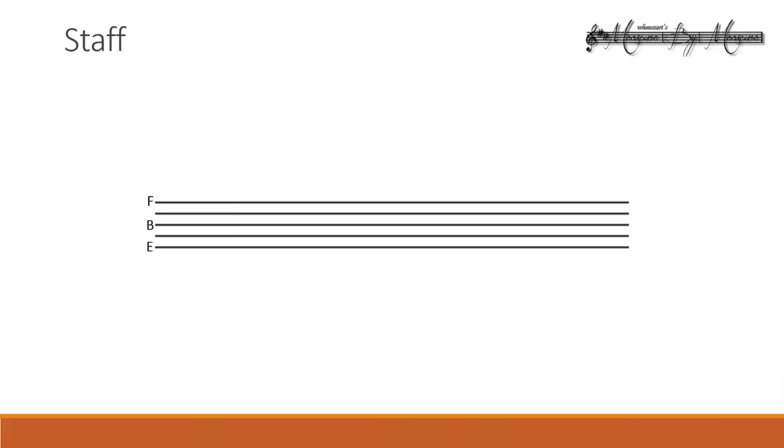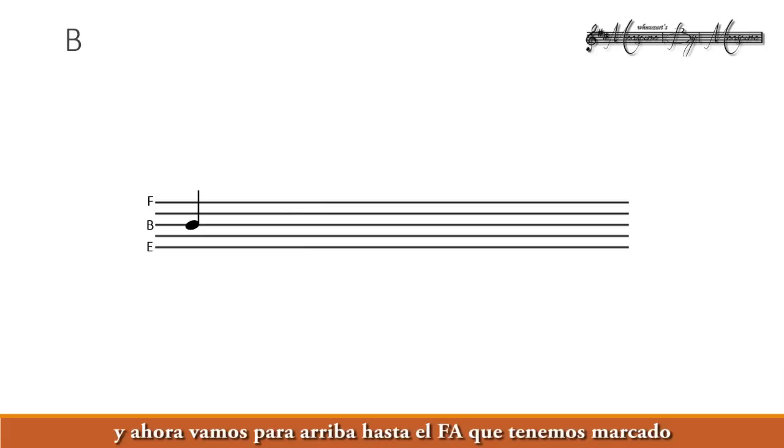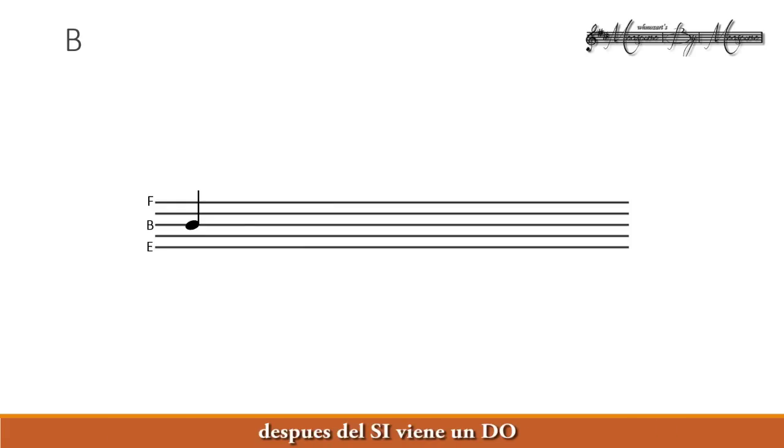Let me give you an example. We start with a note B, and now we're gonna climb up all the way to that F that we have marked. So we count up. After the B comes a C, then a D, then an E, and we get to the F.